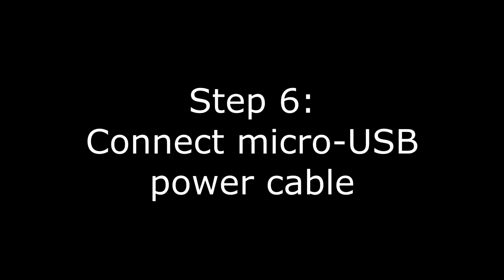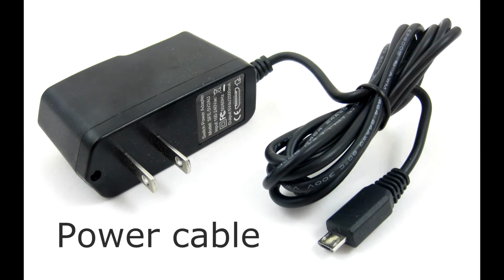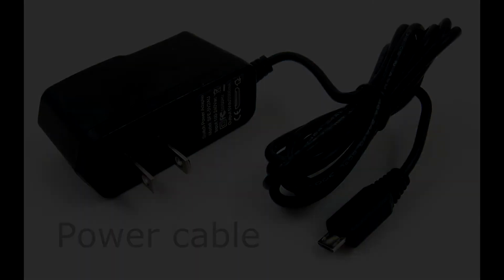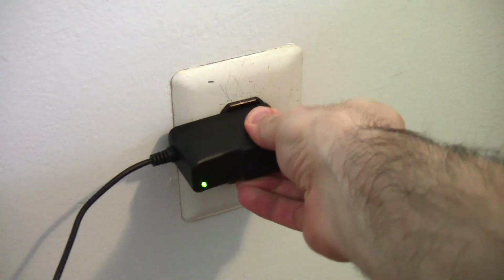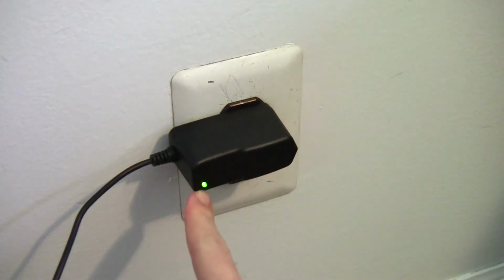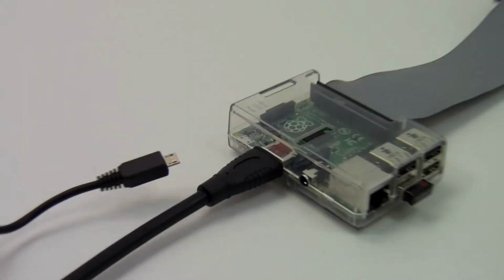Next, you will need your micro USB power cable. It has two prongs on one end that plug into a wall outlet, and a micro USB connector on the other end that plugs into the Raspberry Pi. Plug the adapter into any standard wall outlet or surge protector. The green LED on the adapter should light up to indicate that it is receiving power. If the LED doesn't light up, try a different outlet, or make sure the outlet isn't controlled by a switch.